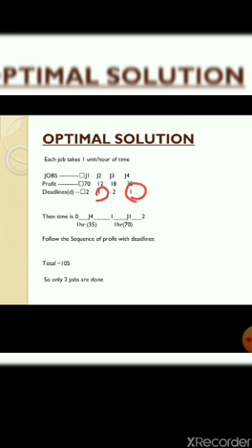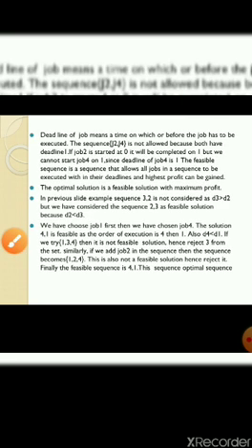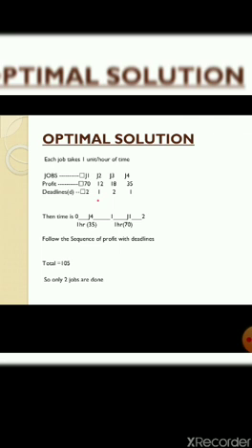The deadlines of job 2 and job 4 are the same. If job 2 is started at 0, it will be completed on 1. But we cannot start job 4 on 1, since the deadline of job 4 is 1.